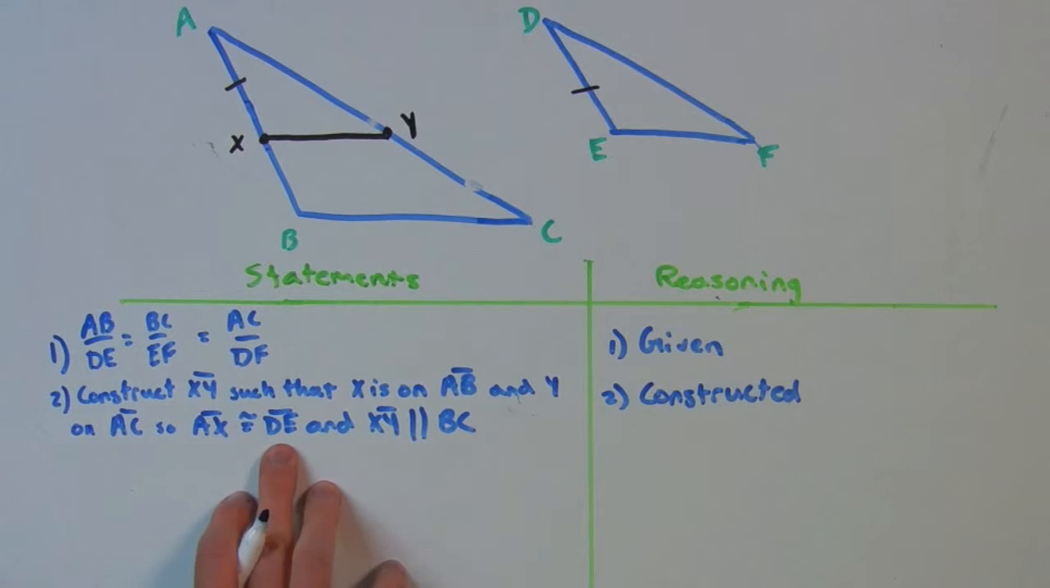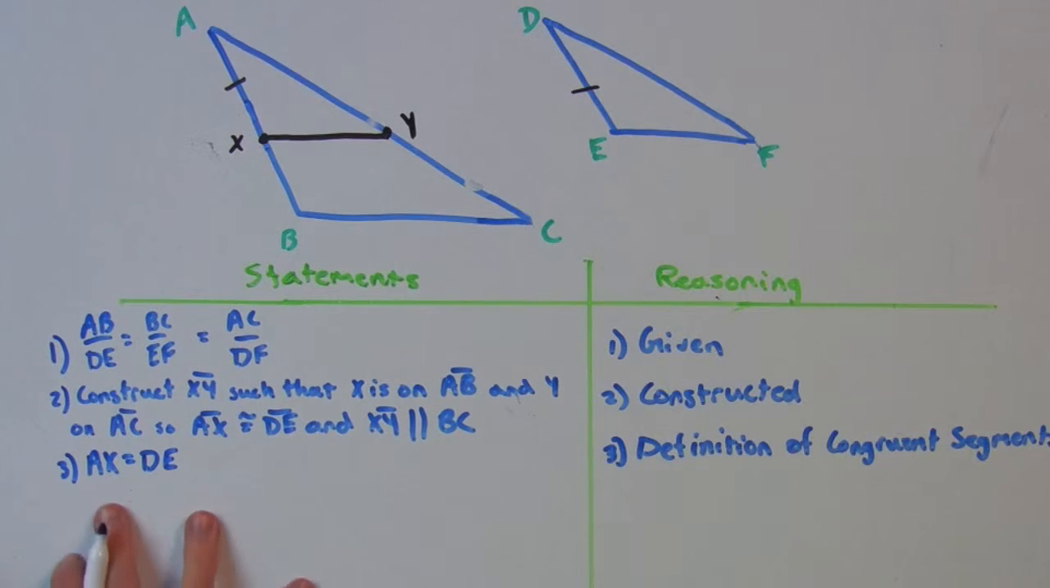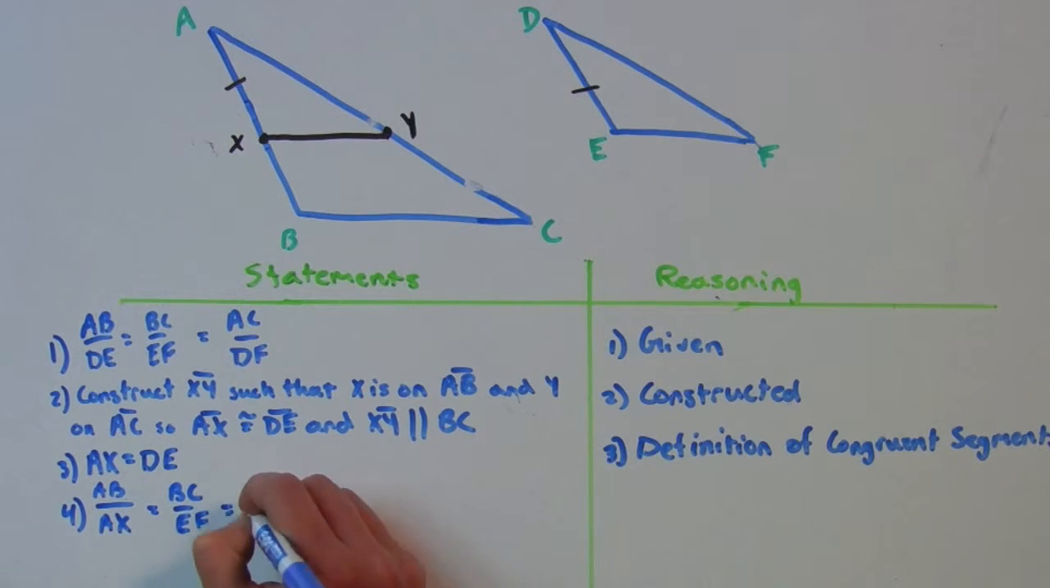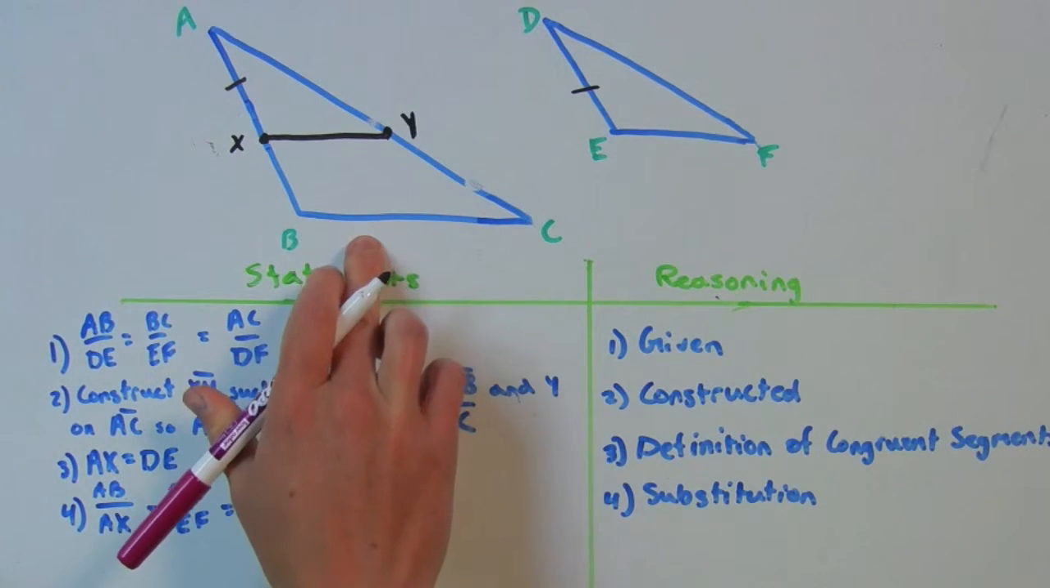Now, since AX is congruent to segment DE, we can say that those measures are equal, and that's by the definition of congruent segments. AX equals DE. Let's use substitution and substitute AX in for the proportions in number 1. So by substitution, we now have AB over AX is equal to BC over EF, which equals AC over DF. We just substituted AX in for DE.